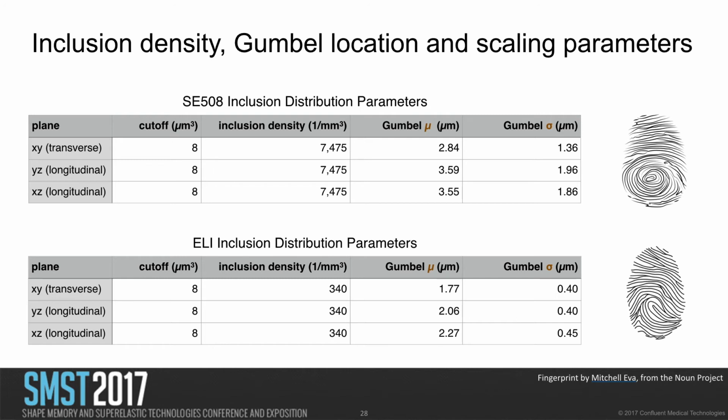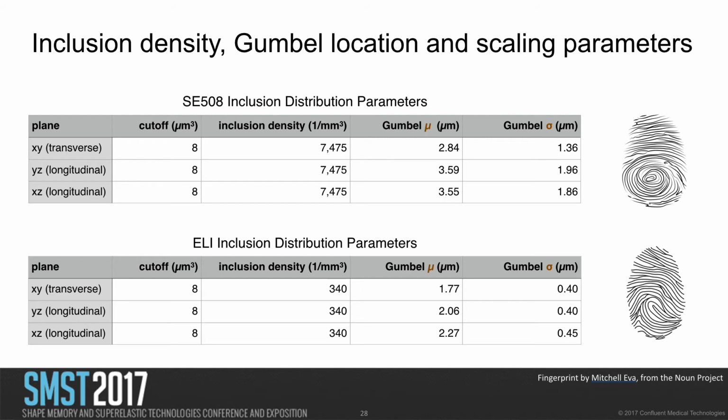We've done this fit, and in terms of density, the Gumbel fit requires a location parameter mu and a scaling parameter sigma. So we did that for SE508 and for Eli, and we've basically got the whole thing down to its essential fingerprint for each of these. It's a mathematical signature for how to characterize these.